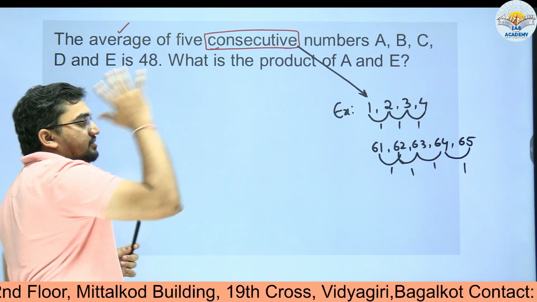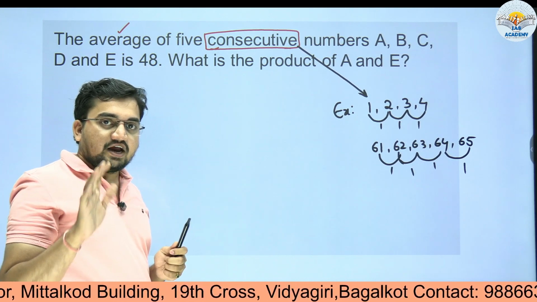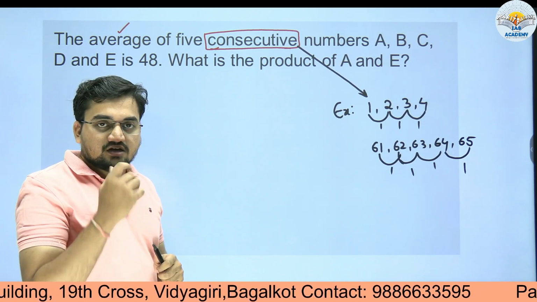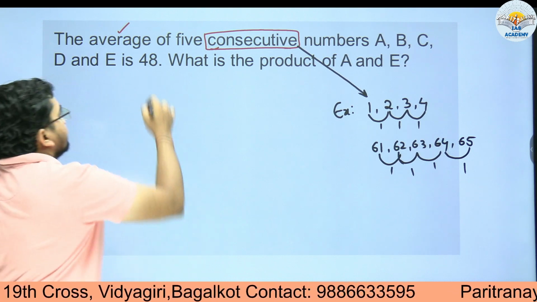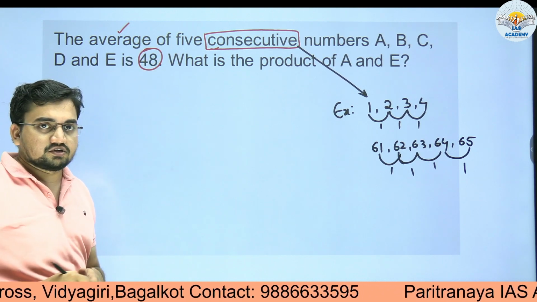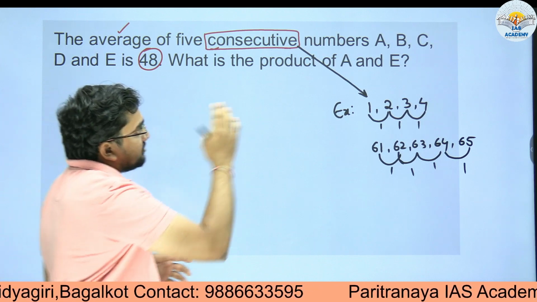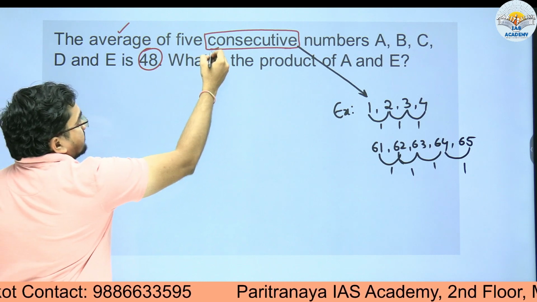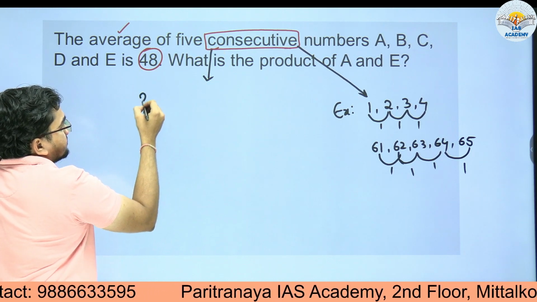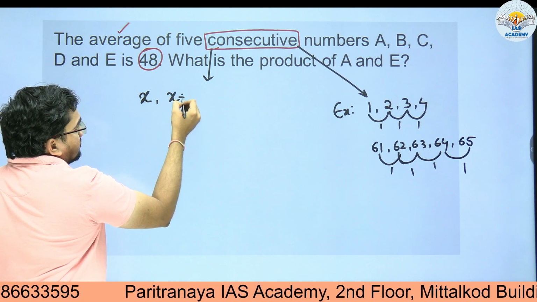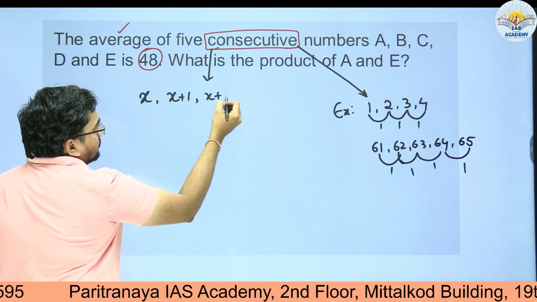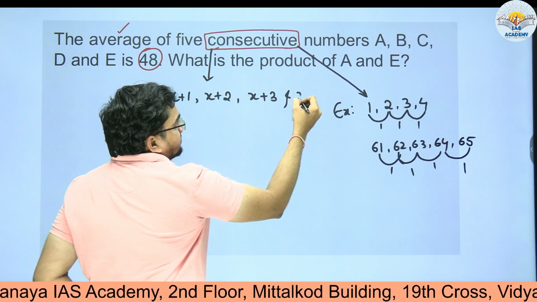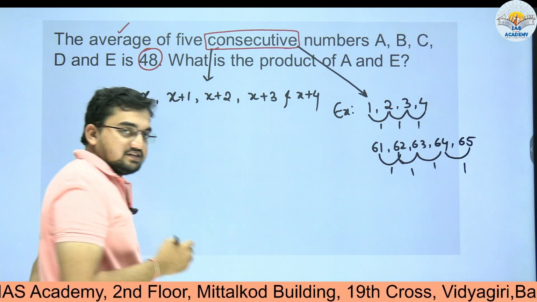Now we have an imaginary series A, B, C and D. If we add and divide by the number of observations, we get the average. Average is already given as 48. So for this reason I cannot just add A, B, C, D. What will we get? Nothing, right? So I will consider the series as x, x plus 1, x plus 2, x plus 3 and x plus 4.